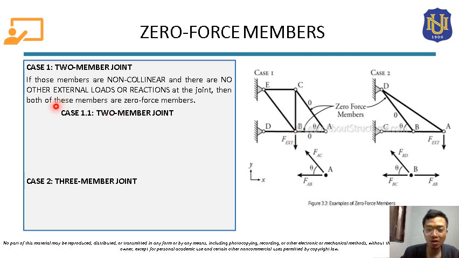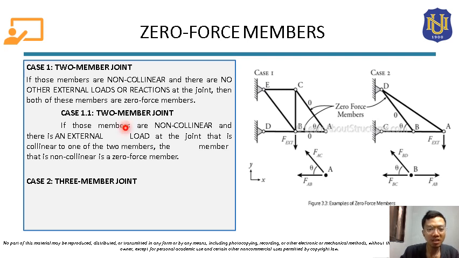There is also a sub-case here for case 1. The sub-case is if those members are non-collinear and there is an external load at the joint that is collinear to one of the 2 members, the member that is non-collinear is a zero-force member. So there can also be cases that, let's say, we have here a joint and there are 2 members attached to it, but there is an external load. Let's say the external load is collinear to one of these members. Let's say we apply a horizontal load here, that is collinear to member AB.